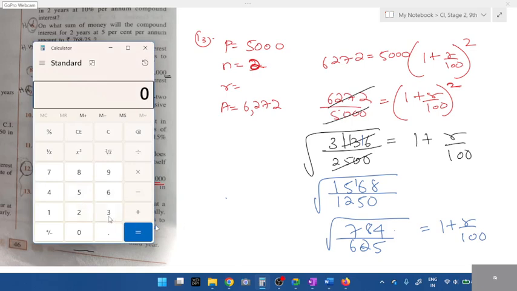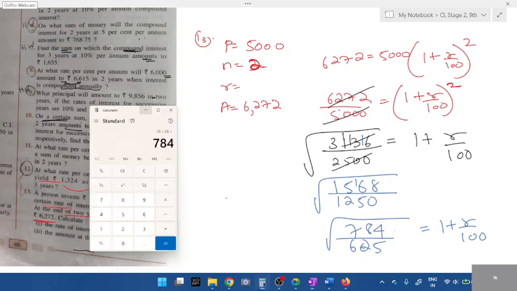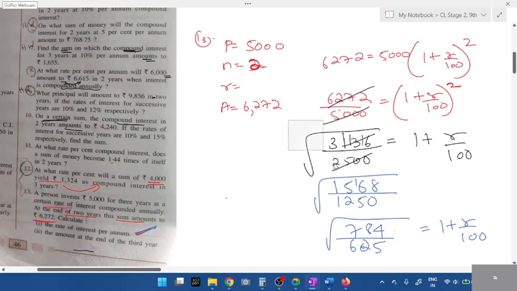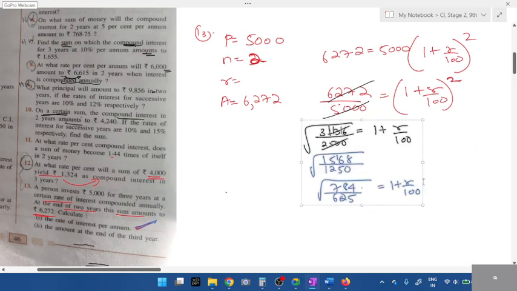What's the square root of 784? What are we getting? 28 divided by square root of, at least try this. Find the value of r.